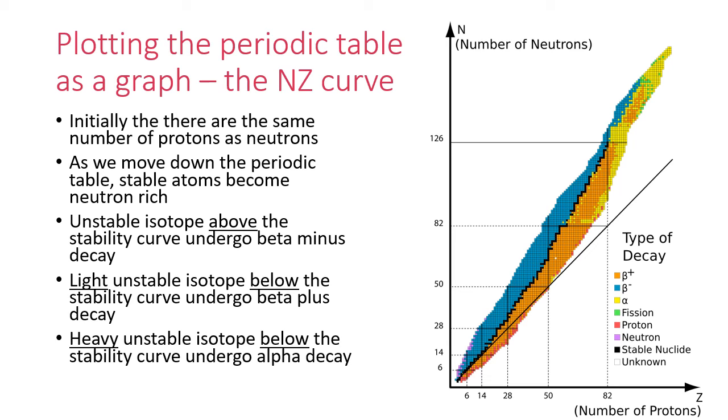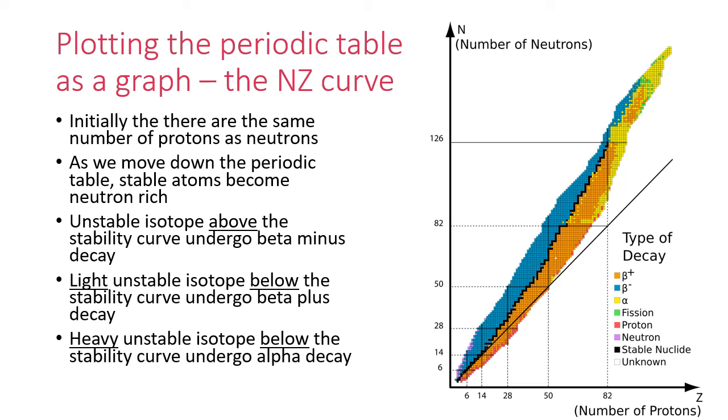So when you've had a look at the periodic table, you may have noticed that at the start there are usually roughly the same number of protons as neutrons. But as we move further down the periodic table, there are many more neutrons than there are protons. We can see this on the graph as well. At the start, we have roughly the same number of protons and neutrons, so it follows that one-to-one black line. But as we get higher and higher up the graph, the stable nuclei become more neutron rich.